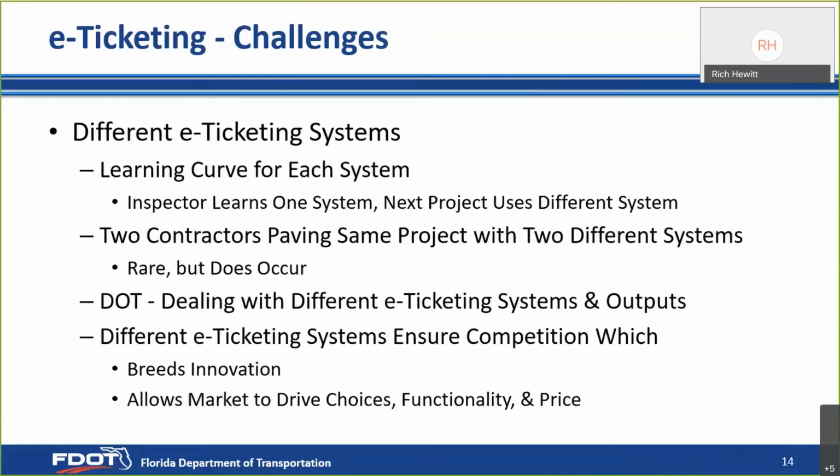And then with different e-ticketing systems, we're allowing any system to be used as long as it meets our specs. So there's a learning curve for each system. An inspector learns one system on one project, goes to another project, and has to learn a different system. Occasionally, you might have 2 contractors paving the same project. It's pretty rare, usually on a very big project. They might have 2 different e-ticketing systems. And there's the DOT dealing with all the different e-ticketing systems and outputs.